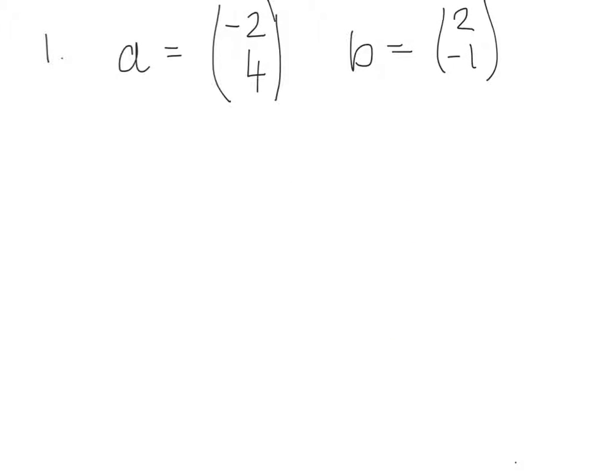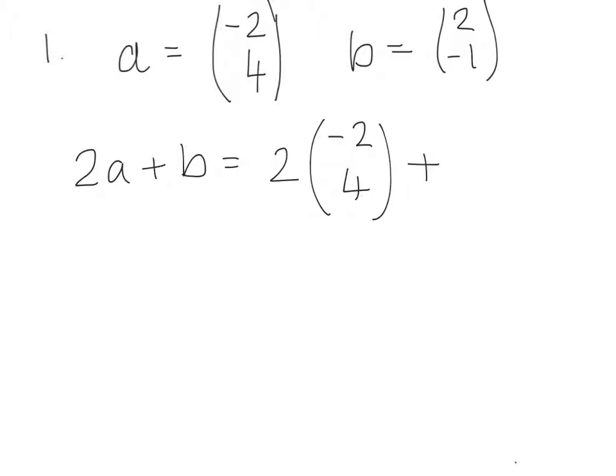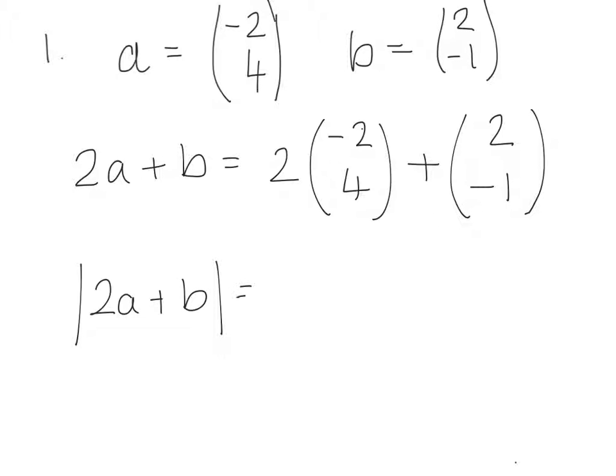So the first question asks us to find the magnitude of 2a plus b. The first thing you need to do is work out what 2a plus b is. To do that, we need to multiply our value for a by 2 and then add your b. Now, to multiply a by 2, you're just multiplying each term by the number. So 2 times negative 2 and then 2 times 4 and then add them together. The two lines, one on either side, mean magnitude. So you need to do the square root of each of your terms squared.